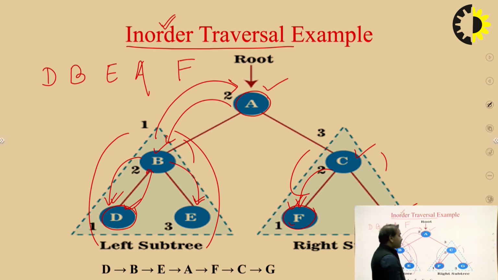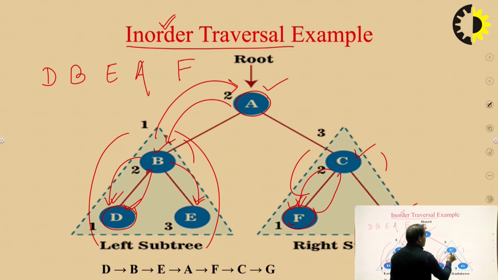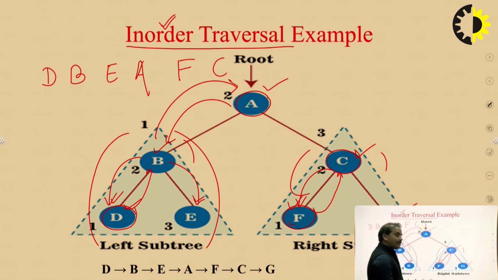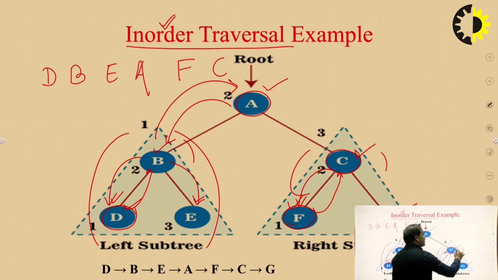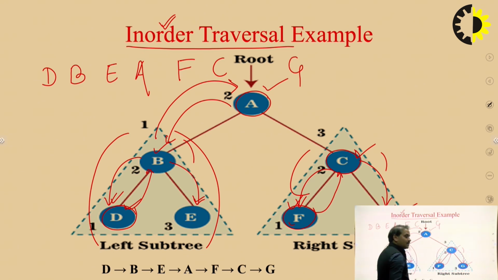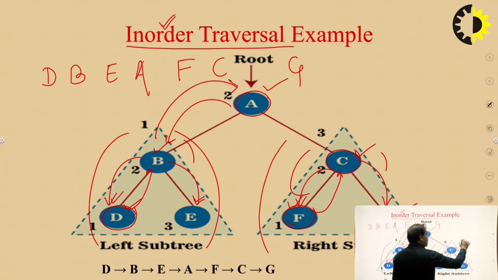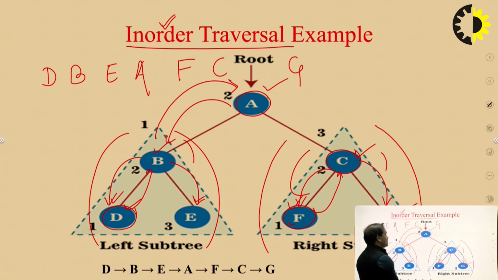After processing F, we have to move on to the parent of F, that means the root of F, and the root of F is C. Now we have to process C. After processing C, we have to move on to the right child of C, and the right child of C is G. That is processed now. After processing G, the right subtree is processed. And this is the sequence of processing or traversing the given tree.